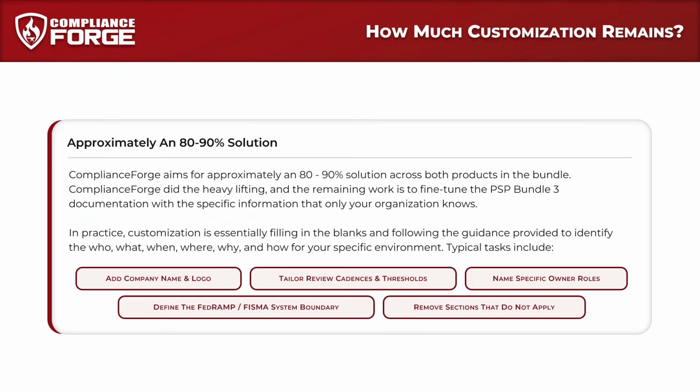So how much work is left for you? ComplianceForge aims for approximately a 90% solution across both products in the bundle. ComplianceForge did the heavy lifting, and the remaining work is fine-tuning the documentation with the specific information that only your organization knows. In practice, customization is essentially filling in the blanks. Adding your company name and logo, which is applied automatically to both documents. Tailoring parameters, such as review cadences and thresholds. Naming specific owner roles. Defining the system boundary for FedRAMP or FISMA scope. And removing sections that do not apply to your organization.